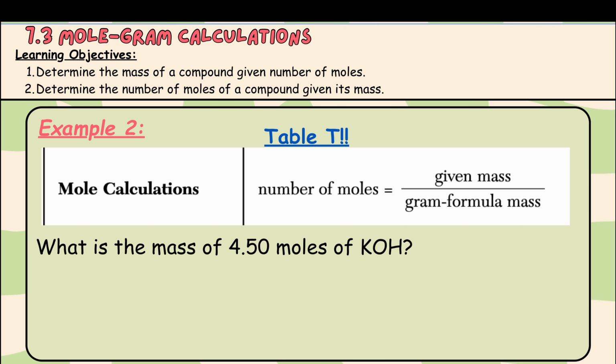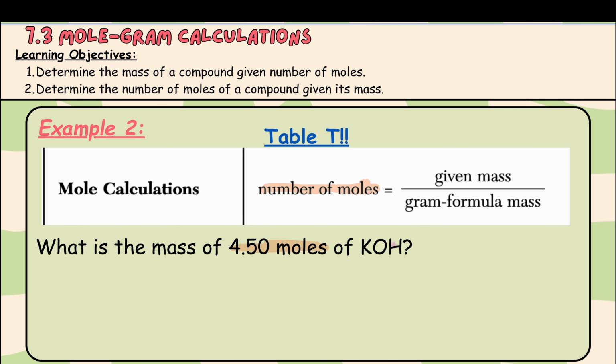Okay, now sometimes we have to calculate what the mass is given the number of moles and the gram formula mass of the compound. Okay, so it's basically we're just swapping what we are solving for. Okay, so in this question, we're told that there's 4.50 moles of potassium hydroxide. Okay, so we're given the number of moles in this case.